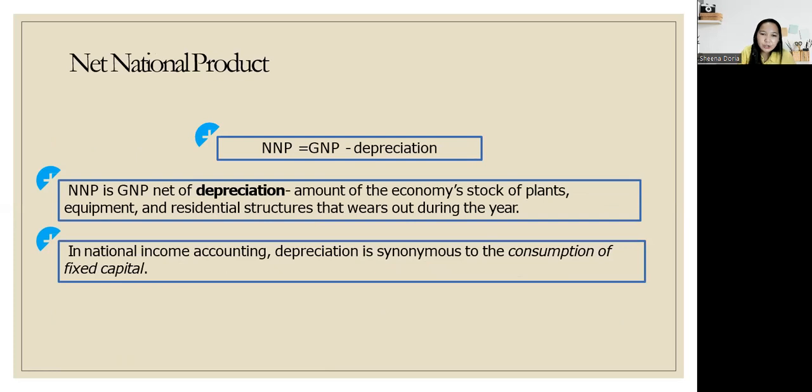So another one is net national product. The formula for this is GNP minus depreciation. Okay. Ang depreciation class, although nabanggit ko kanina, pero hindi ko yata nabanggit yung definition niya. Yung depreciation is the normal wear and tear. Like for example, meron kang TV, binili mo siya ng 20,000 noong 2015. Okay, pagdating ng 2020, hindi na 20,000 yung value niya, kasi naluma na siya. Yun yung pagluluma is called your depreciation. So in national income accounting, depreciation is synonymous to the consumption of fixed capital.